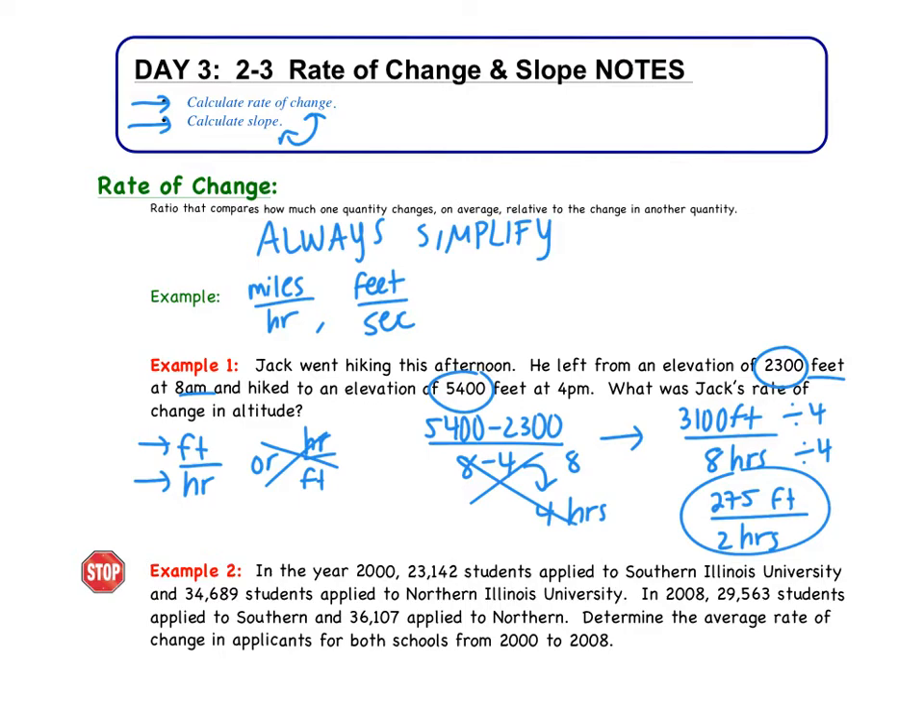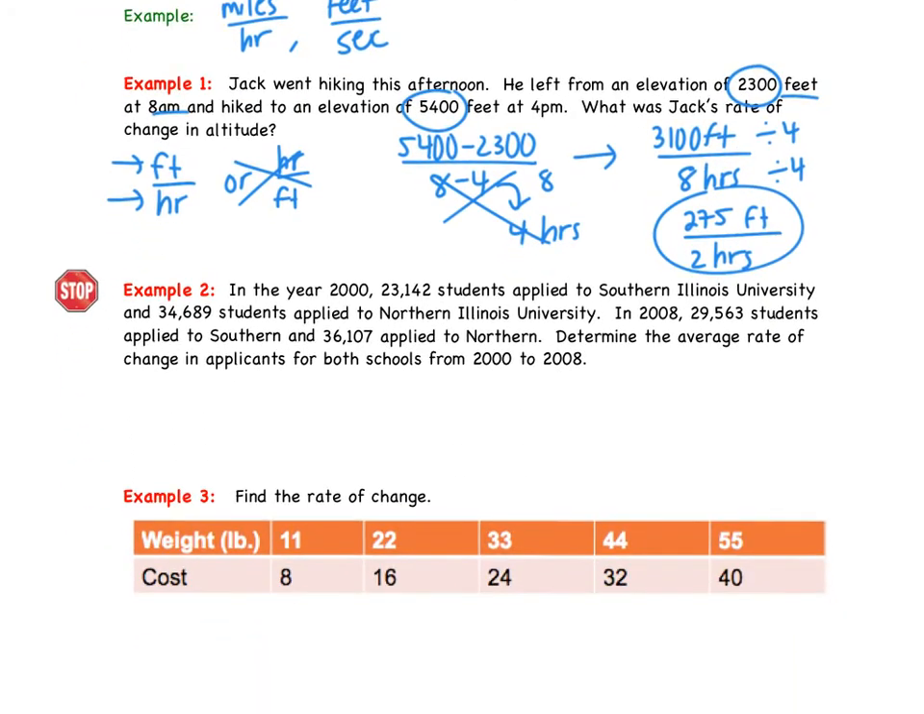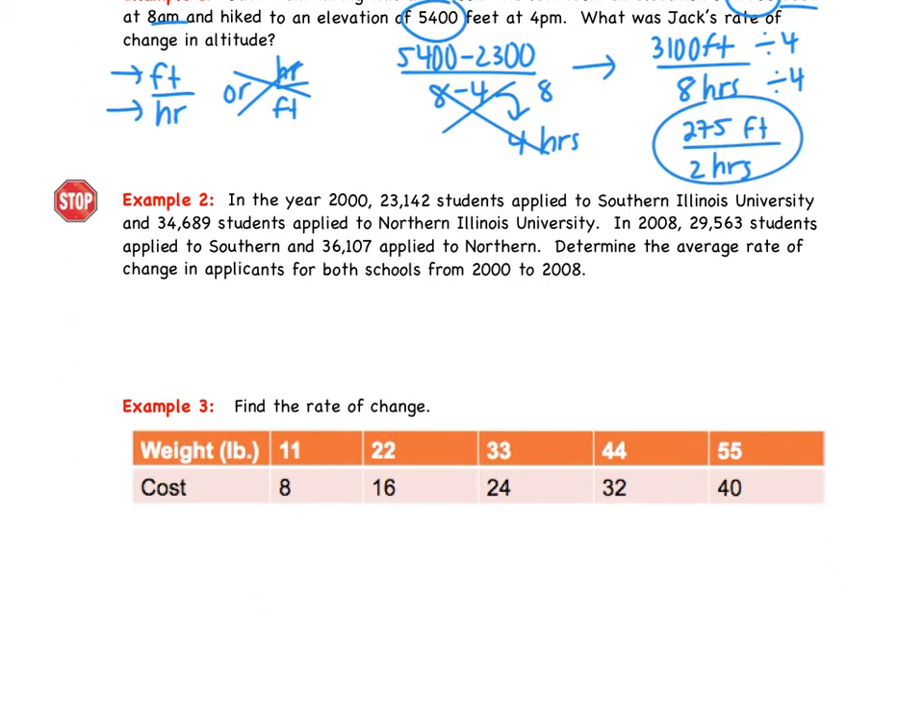Okay, we're going to do a few more examples. If I look at example number 2, in the year 2000, 23,142 students applied to Southern Illinois University and 34,000 applied to Northern. In 2008, 29,000 students applied to Southern and 36,000 applied to Northern. Determine the average rate of change for both schools from 2000 to 2008. We're not going to do both schools. We're going to do Southern Illinois only.